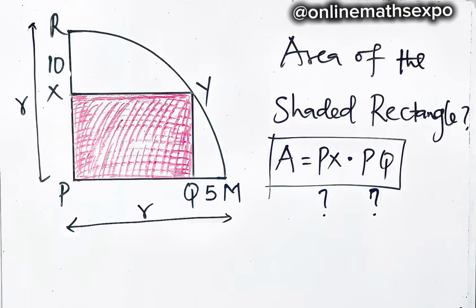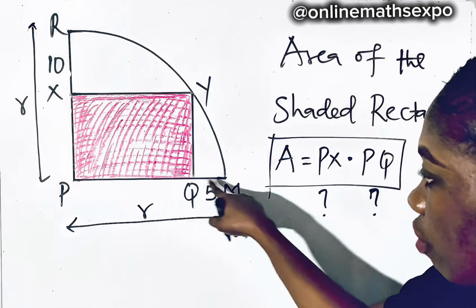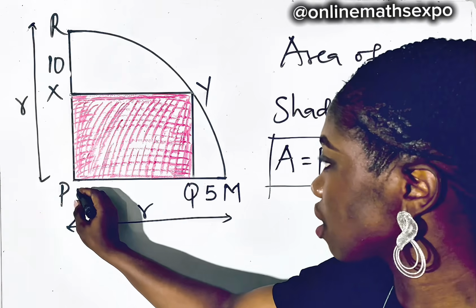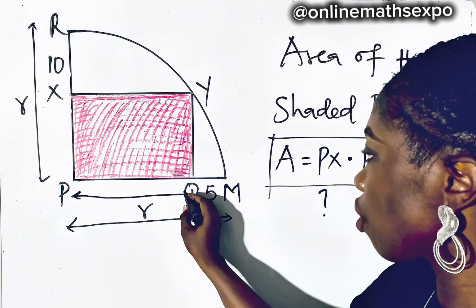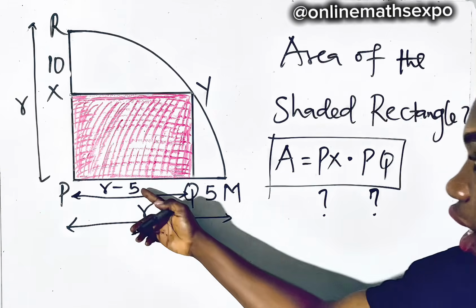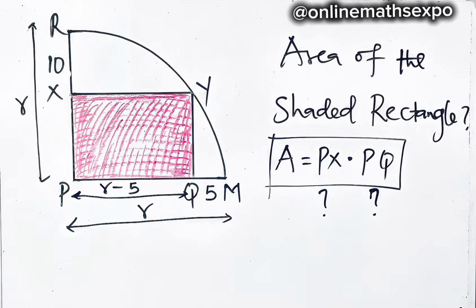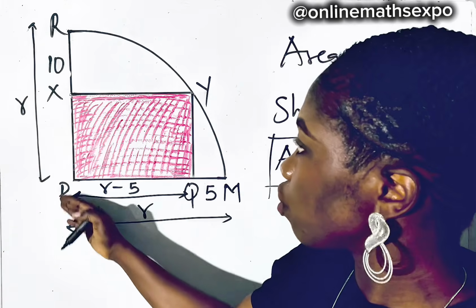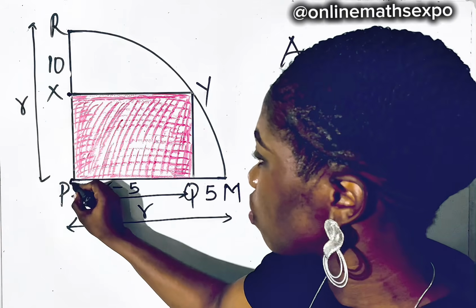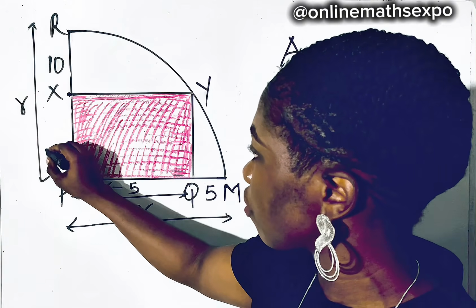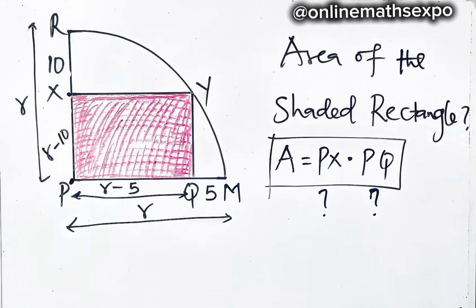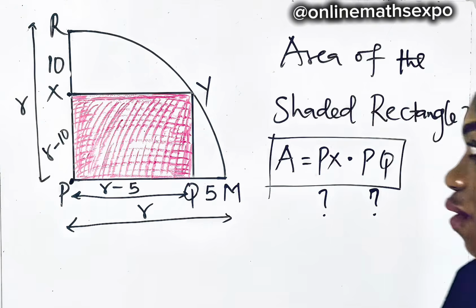Now, what should we do? The question has given us length QM as 5. It means length PQ is going to be R minus 5, so that when you add these two, it gives you back the total length, which is R. Now for this, from here to here, which is RX, is 10. So to get PX, it means you are going to have R minus 10. If you add these two, it gives you back the radius. You've not changed anything. So what did you observe?